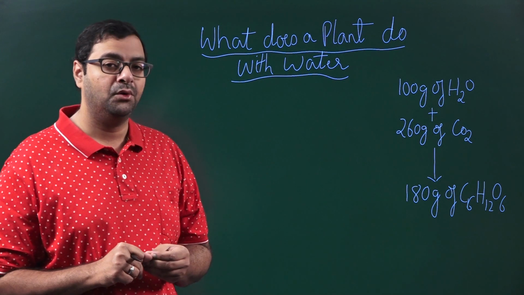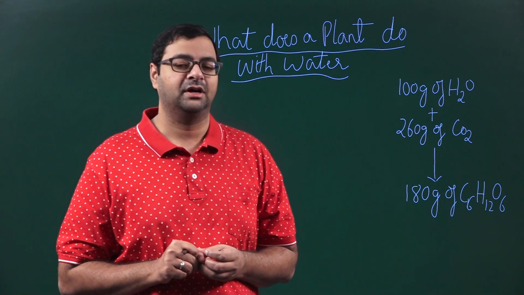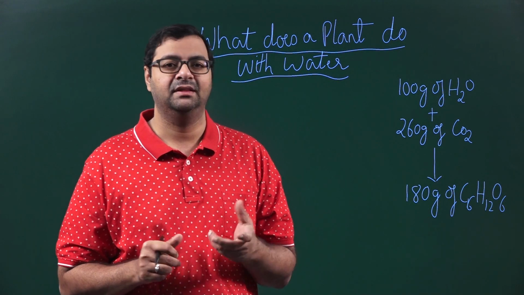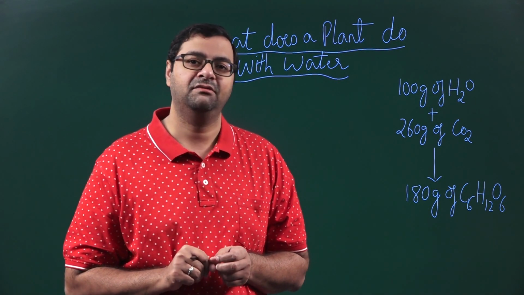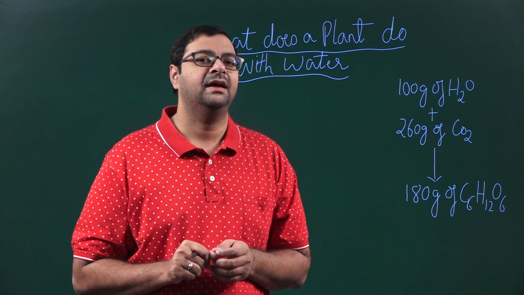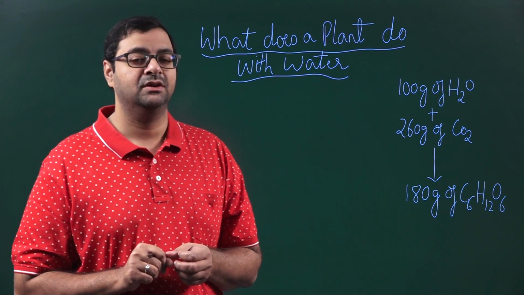Now as you all know, a plant uses water for the production of carbohydrates by the utilization of carbon dioxide in the presence of chlorophyll. So in that entire photosynthesis process, water is also utilized.